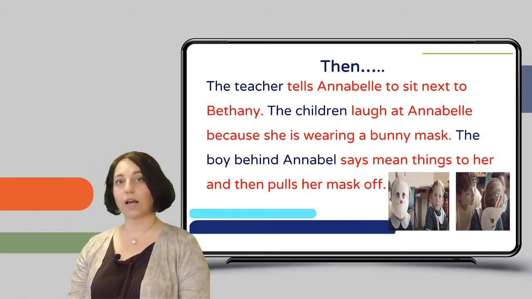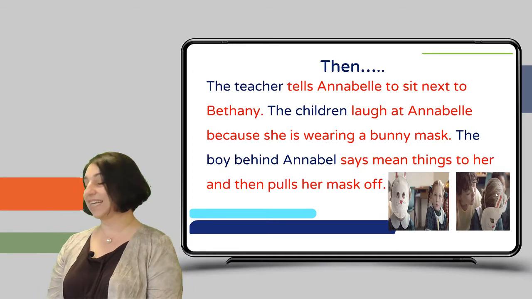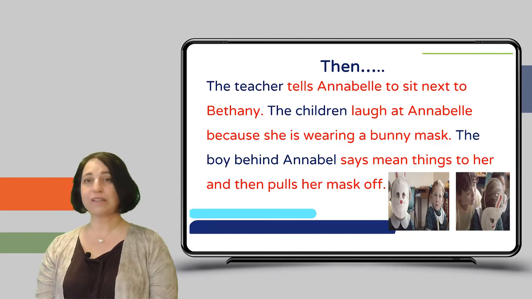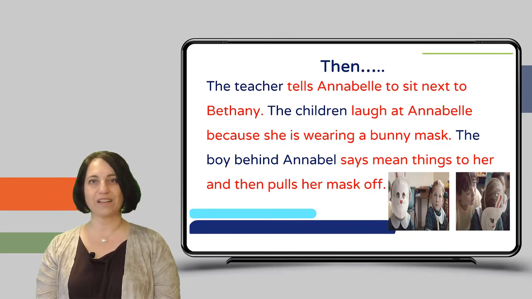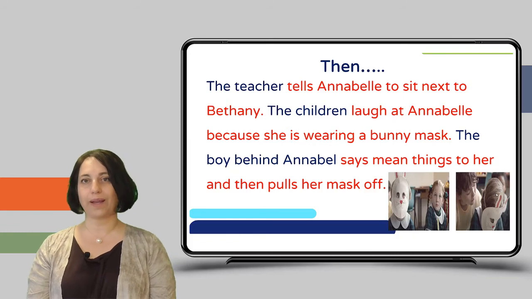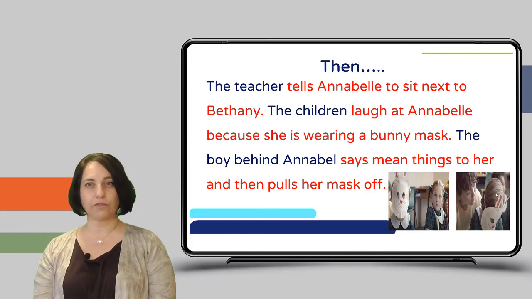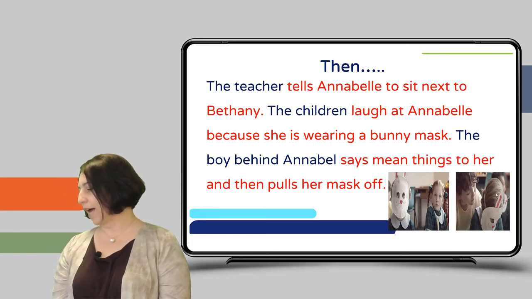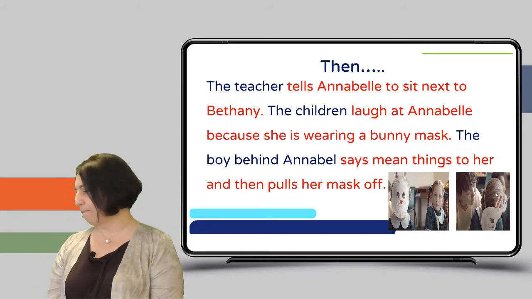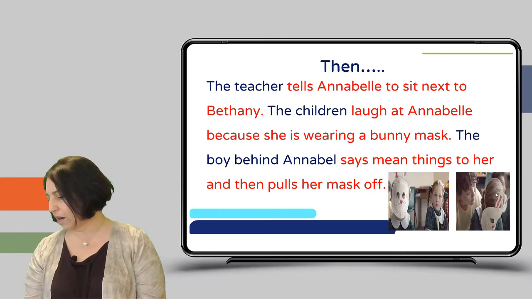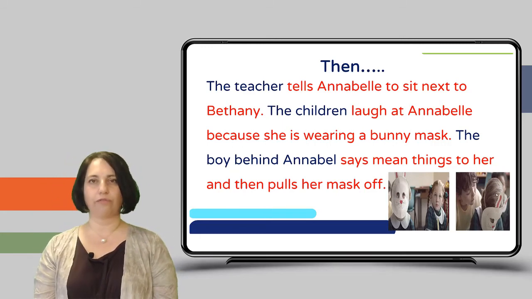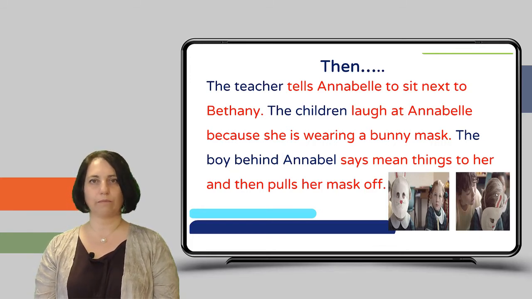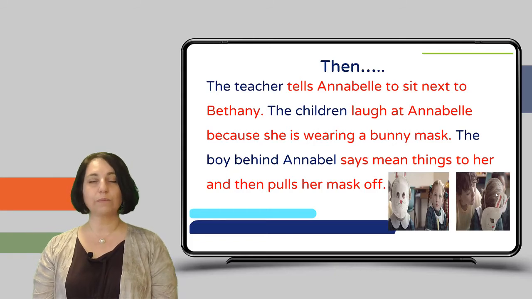So the teacher tells Annabelle to sit next to Bethany. The children laugh at Annabelle because she is wearing a bunny mask. Notice that I use the word is wearing, which is present progressive. I am very aware, but everything is in present. The boy behind Annabelle says mean things to her and then pulls her mask off. All present simple except for that one part where I added present progressive. So I have decided to use present simple.